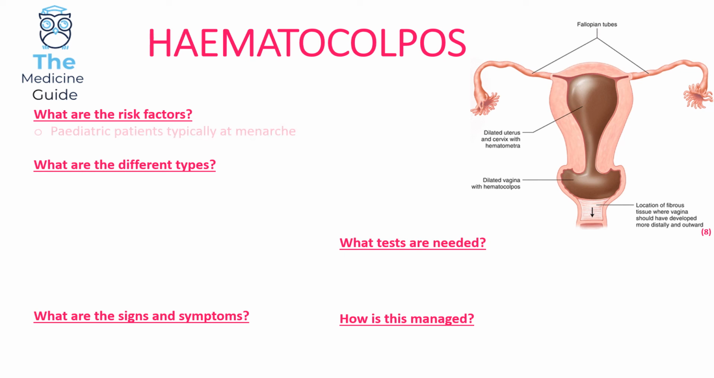So typically pediatric patients present with symptoms suggestive of haematocolpos, and they're presenting at an age at which they should be going through puberty, they should be experiencing the cyclical menstrual cycle.